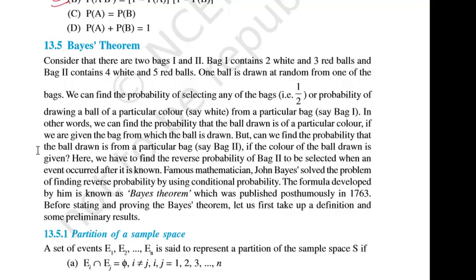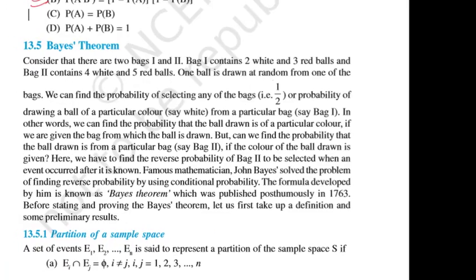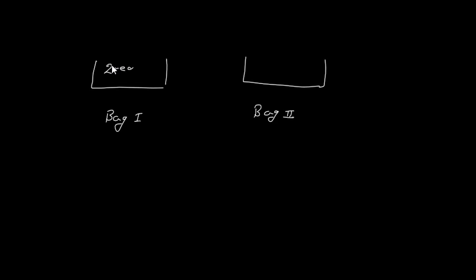Now, before we see these results, let me discuss this problem again. I understand that some of you will have understood what is given and some of you have difficulty getting this. So, there are two bags: 2 white, 3 red; 4 white, 5 red. So, what is given? I have 2 bags. This is, suppose, bag 1, and this is bag 2. Bag 1 has 2 red balls and 3 black balls, and bag 2 has 4 red and 5 black. Suppose this is the situation given to you.